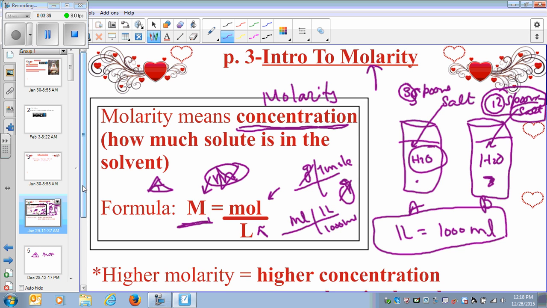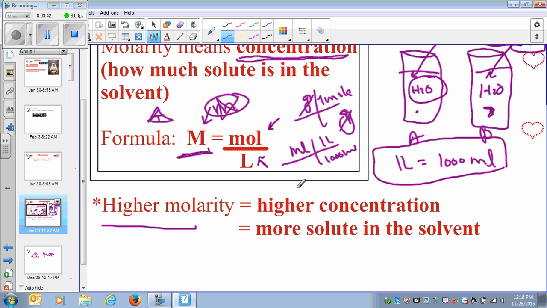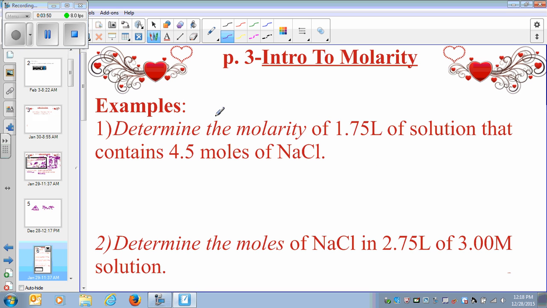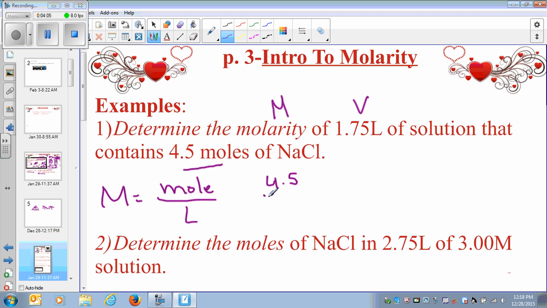Let's do some examples. The higher the molarity is, the higher the concentration is. That means you have much more solute in the solvent. Let's do this example. Determine the molarity. So you need to calculate the M. You have the volume, which is the liters, and you have moles. So to calculate the molarity, it is moles divided by liters. Your moles are 4.5 moles divided by 1.75 liters. So the answer is going to be two significant digits, because you have two sig figs here and 3 here. So the answer is going to be two significant digits.